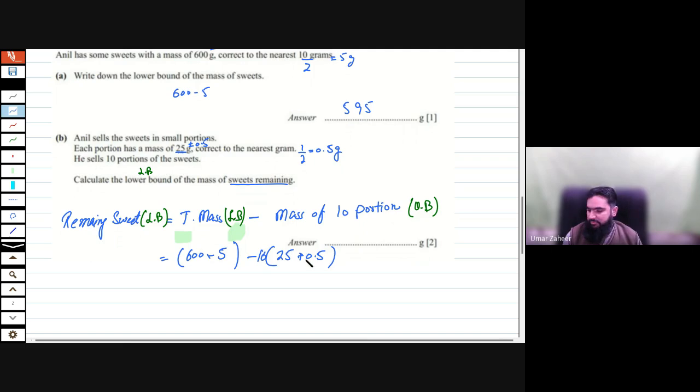We need the upper bound, so obviously we have to add them. Here we need a lower bound, so we have to subtract them. Is it clear to everyone?